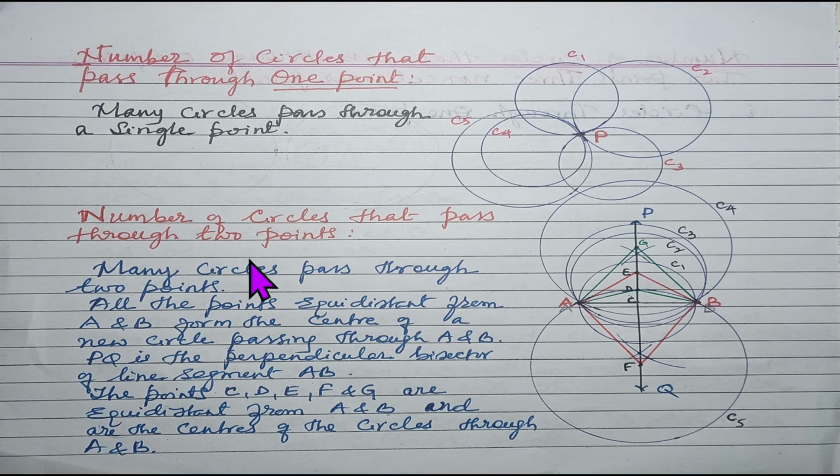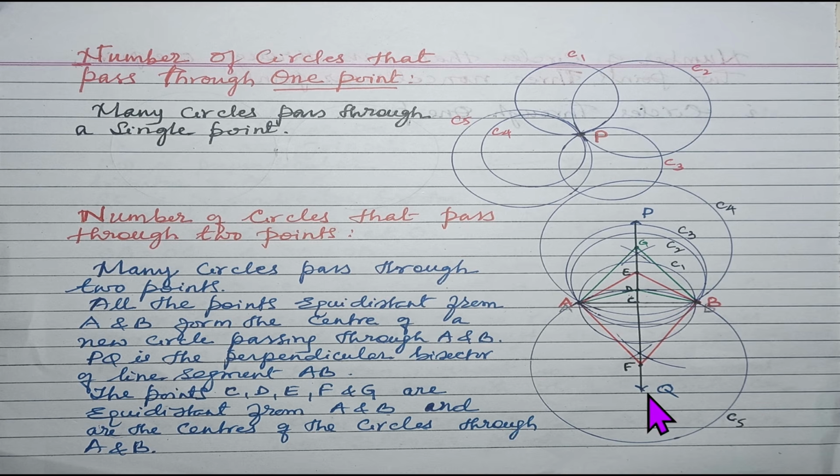Now how many circles pass through 2 points? We have 2 points here, A and B. So many circles pass through them. Again, if you observe here, we have C1, C2, C3, C4. So many circles pass through the 2 points A and B. Now, if you observe here, A and B are 2 points. AB is joined. Therefore, AB is the line segment here.